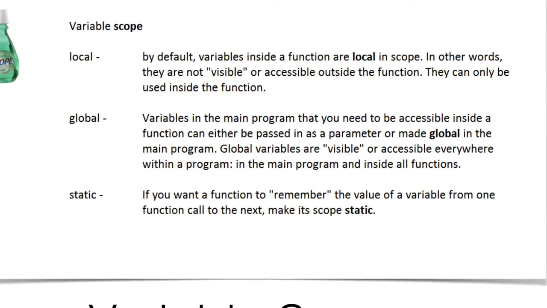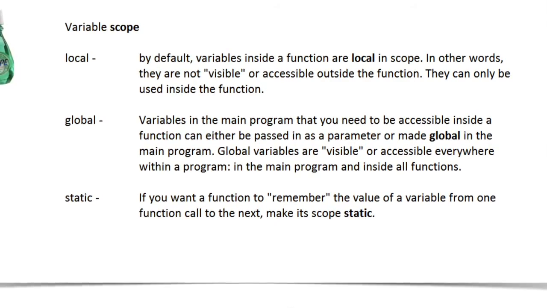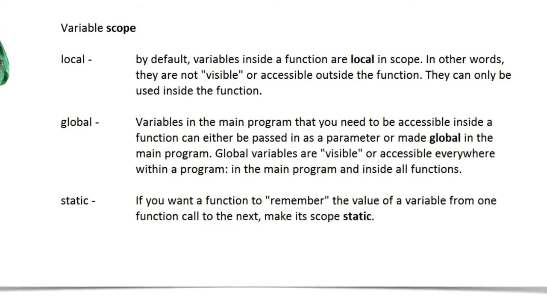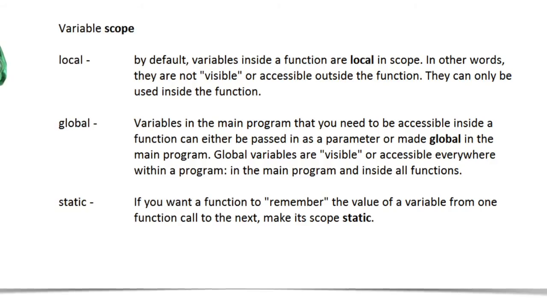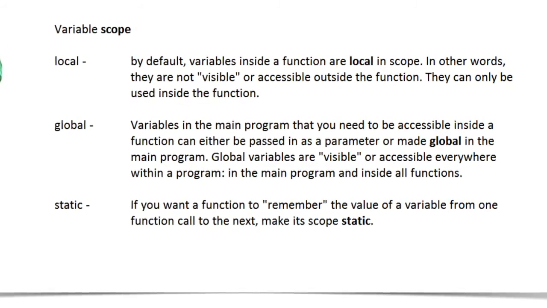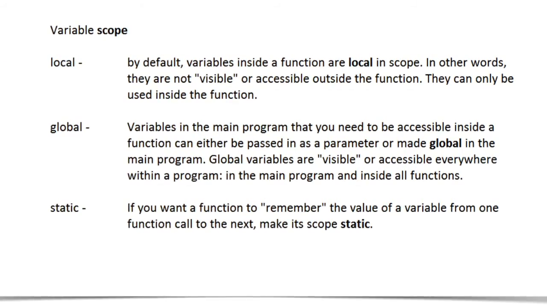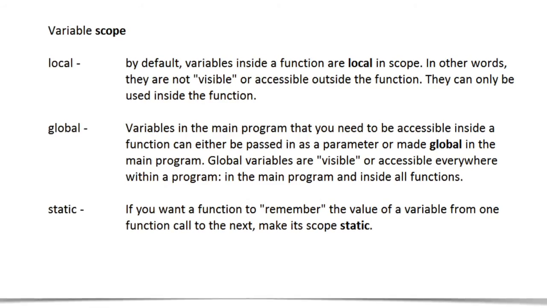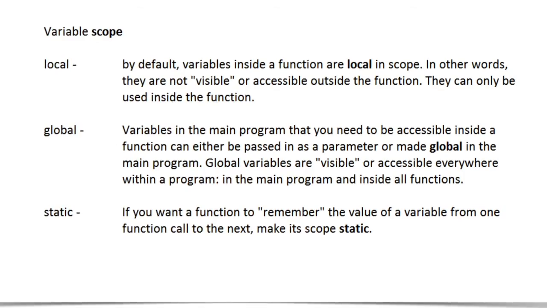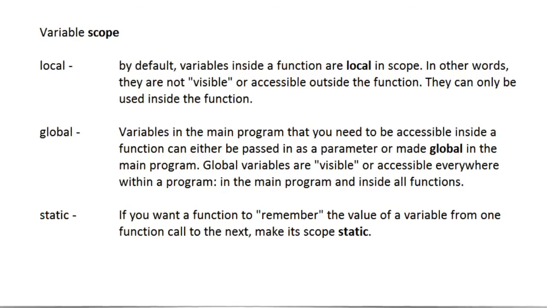Sometimes you need a variable to be accessible both inside and outside a function, and those we call global. And variables that are in the main program that you want to be accessible inside the function, you can either pass those in as a parameter, and then of course you can do that either by value or by reference, or you can make the variable global in the main program. Global variables are visible everywhere, both in the main program and inside all functions that are called by that program.